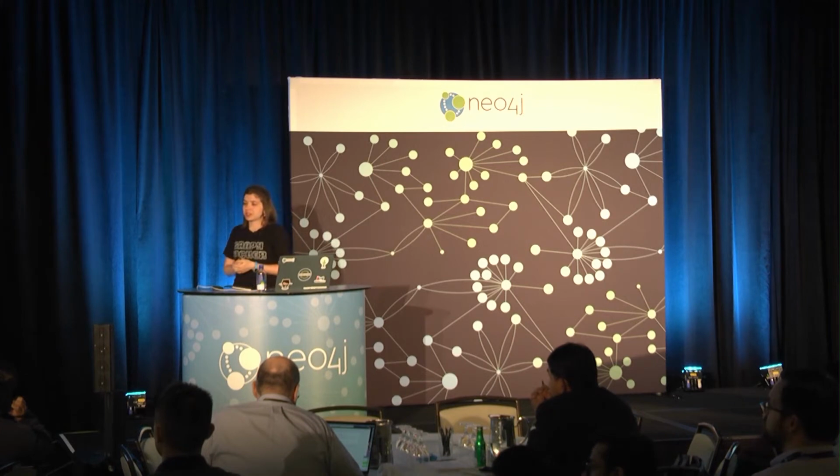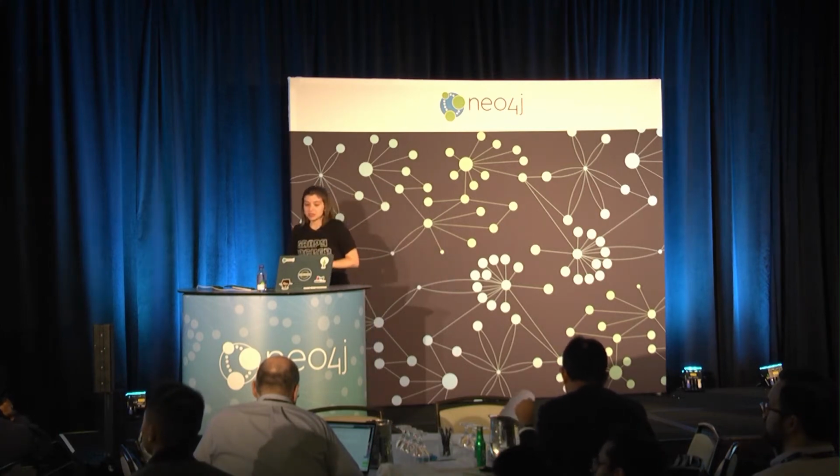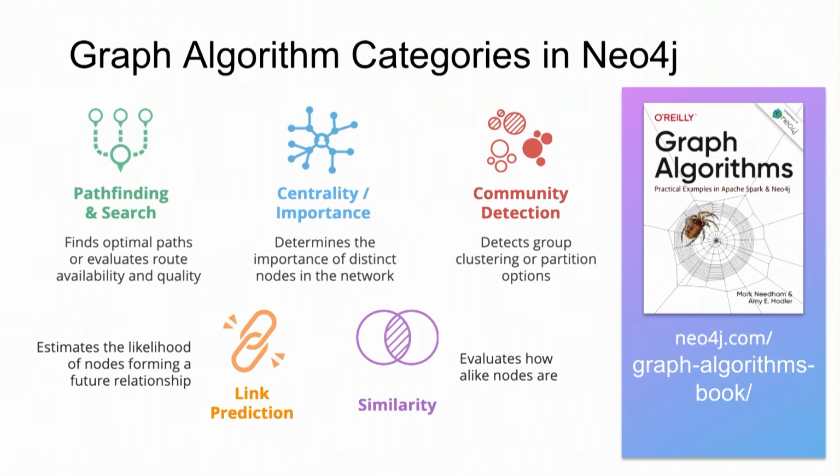If you're not familiar with the Neo4j graph algorithms library, we have a wide variety of categories of algorithms that you can run. So pathfinding and search just looks at routes and pathways through a network. Centrality importance is looking at the importance of individual nodes or the influence of those nodes over a network. Community detection, which Louvain is part of that grouping, looks at how nodes tend to cluster together or break apart into different communities. Link prediction looks at the possibility or the probability that new relationships will form in your graph. And then similarity just does a calculation to see how similar nodes are.